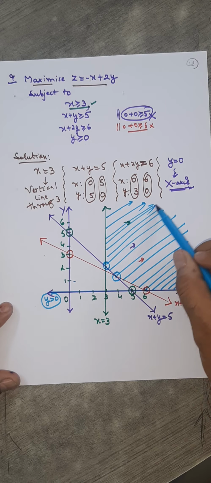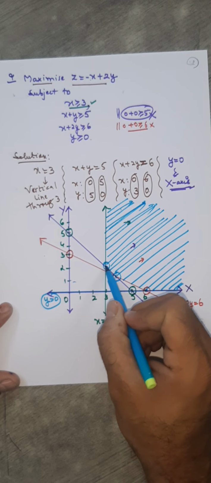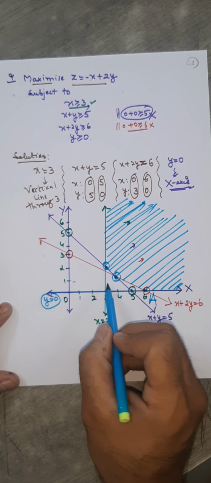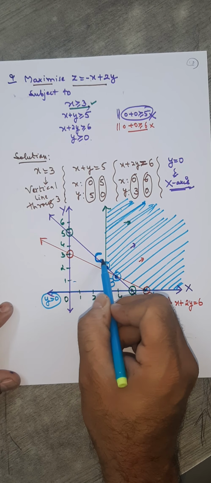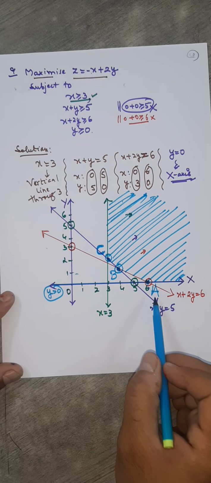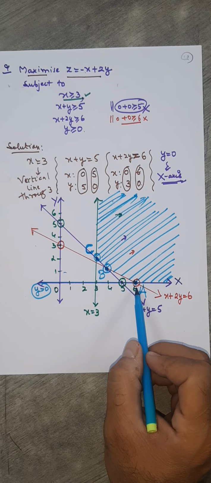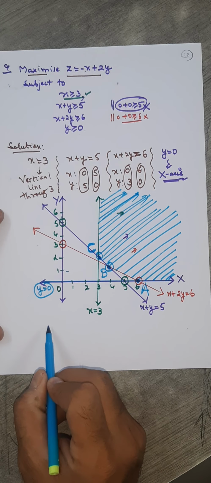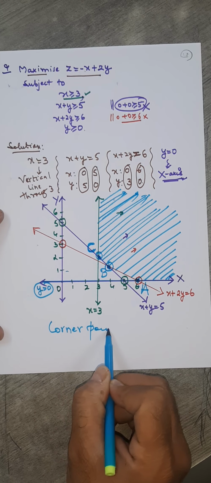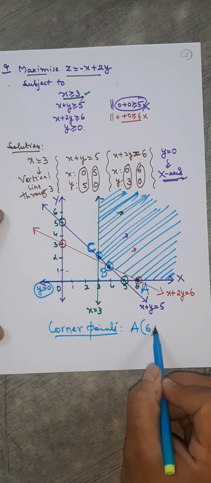This is an unbounded feasible region. How many corner points? 3. 1, 2, and 3. This I'll call A, which is (6, 0). The other two we need to find. So these are the three corner points, A, B and C. The coordinates of A are obvious, which is nothing but (6, 0). So the corner points: one is A, which is (6, 0).